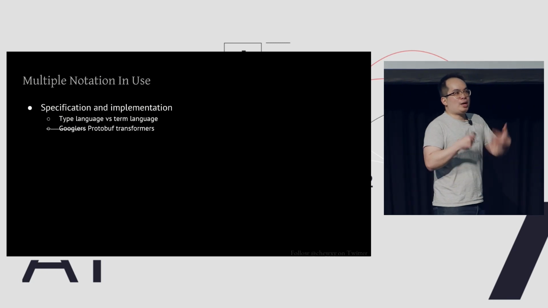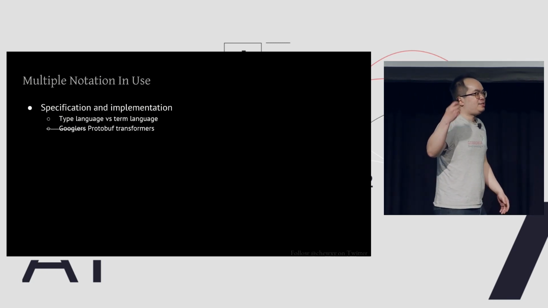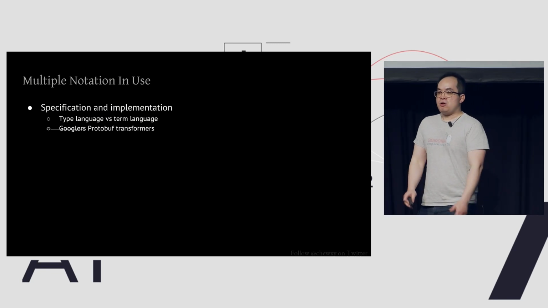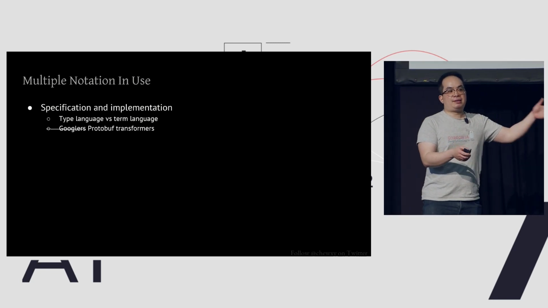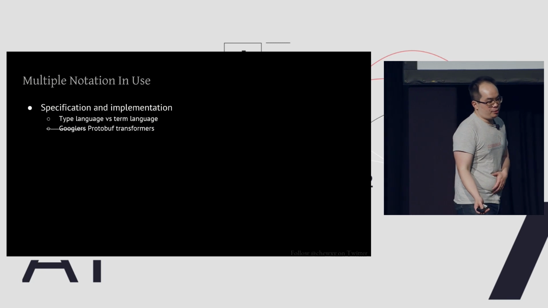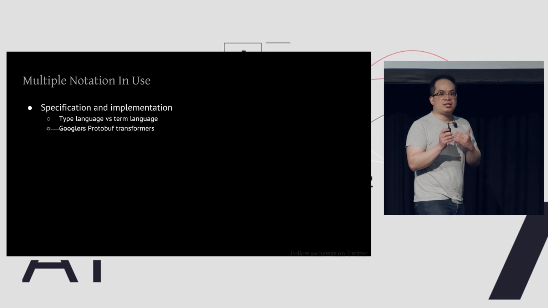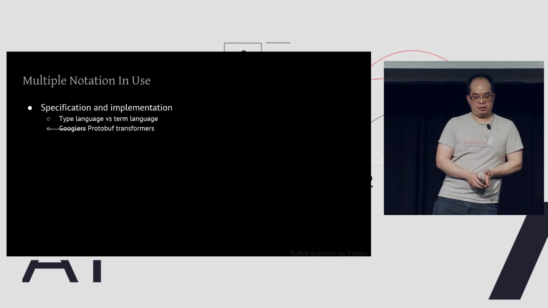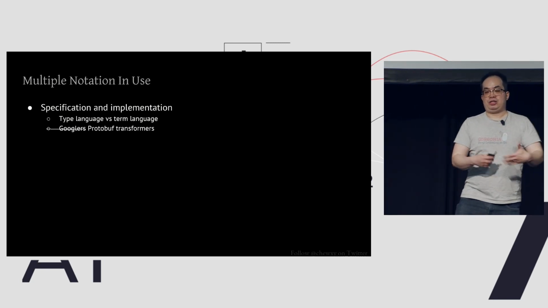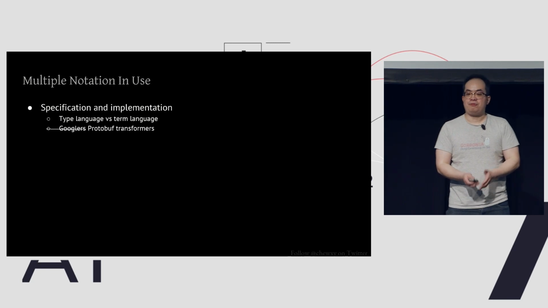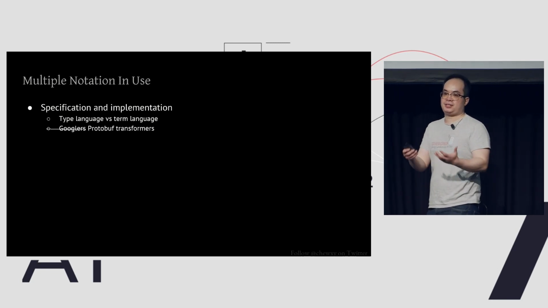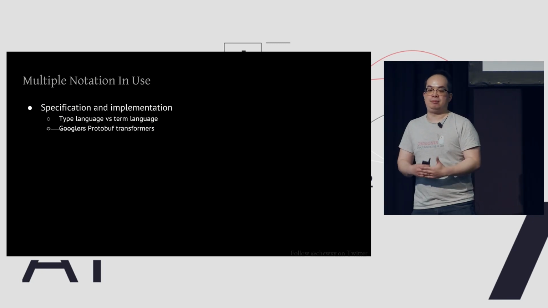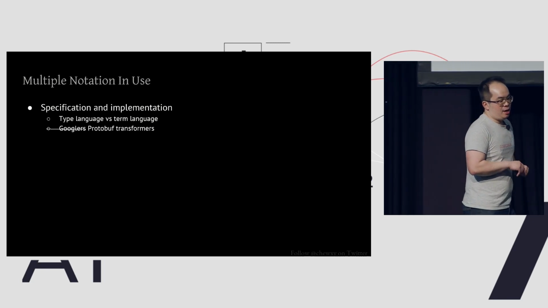So I'm going to quickly enumerate through them, but the easiest example would be specification and implementation languages. In other words, the type language and the term language. In languages like Go, it's not very obvious that you're writing in two different languages when you're writing things like a function signature. But if you use languages like Idris or Haskell, it is very obvious that you're working with types as one language and working on the terms as another language.